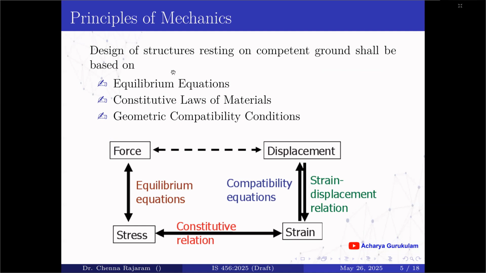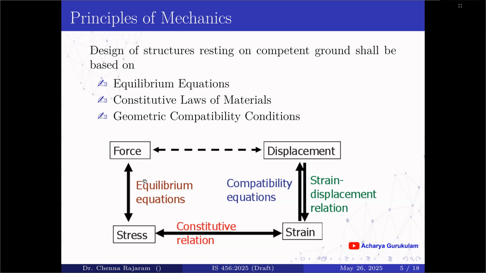Design of structures resting on competent ground shall be based on the equilibrium equations. That is, the structure as a whole or in parts shall satisfy 6 equilibrium equations, namely 3 force equilibrium equations and 3 moment equilibrium equations. Second, constitutive laws of materials. The stress-strain relationships specified in the standards shall be applicable at each material point in the structure.